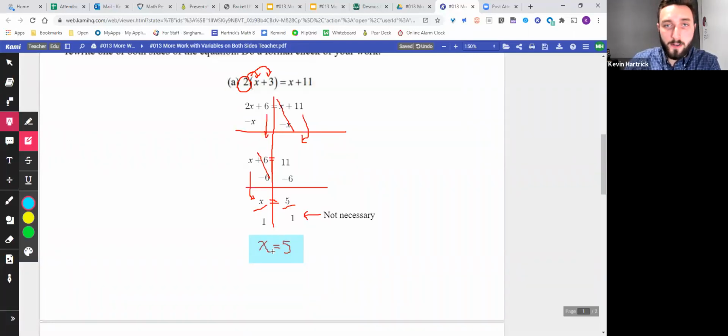So you guys are going to try one of these on your own. All right, remember to do the distributive property first. You got to get rid of all parentheses before you start any combining like terms or start any solving of a 2-step equation, okay?